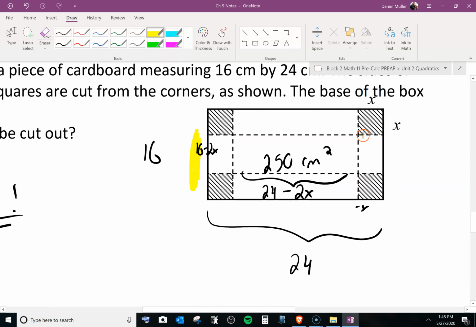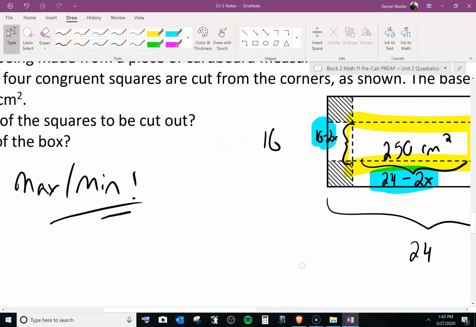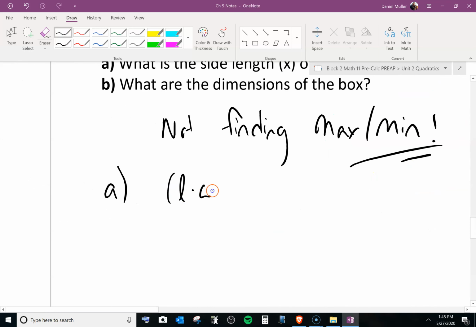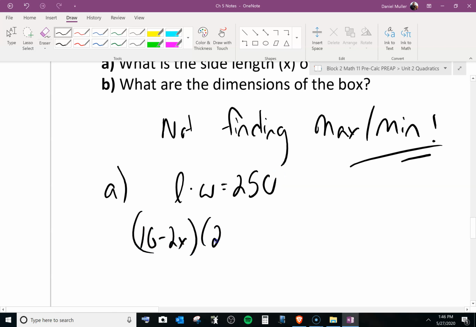All right, so I've got a rectangle where 16 minus 2x is the width and the length is 24 minus 2x, and we know that the area would be 250. So, A, we have length times width. I'm going to write that without brackets. Length times width gets me 250, and one of them is 16 minus 2x, and the other one is 24 minus 2x, and that would get you 250.